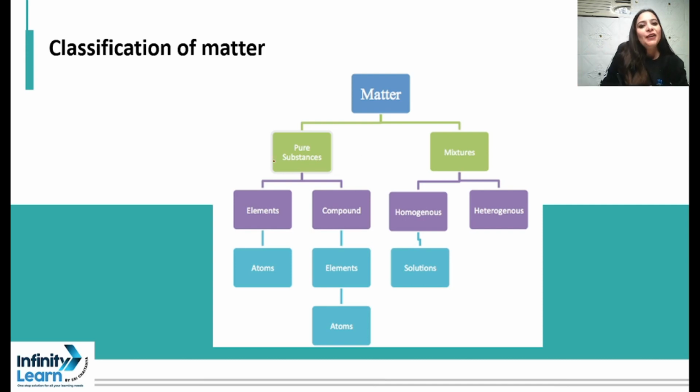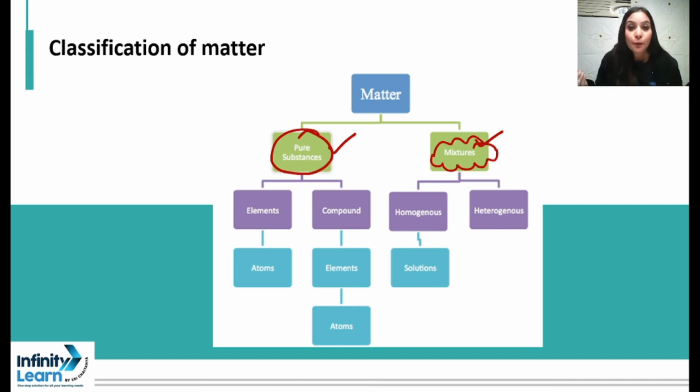So matter can be divided into two categories: pure substances and impure substances. And impure substances are also called mixtures. Pure substances are those which have definite properties and definite composition. Like if I talk about water, if water is pure, then obviously it will have a fixed melting and boiling point. So all the pure substances have fixed properties. Elements and compounds are all pure substances.